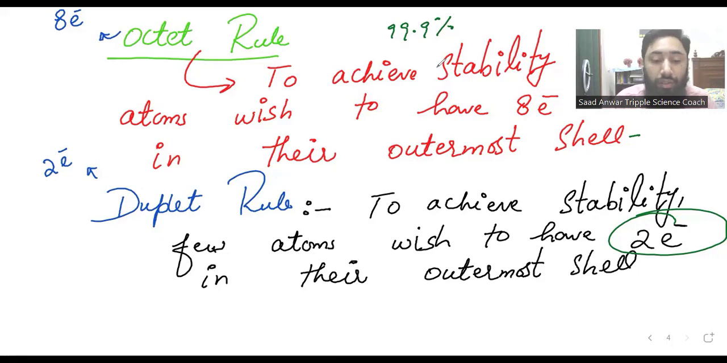The point is, remember guys, I am going to share with you, my friends, a very important point. Those atoms whose atomic number, you can write this in your notebook, is equal to 3 or less than 3, such atoms will follow the duplet rule. Let me write.